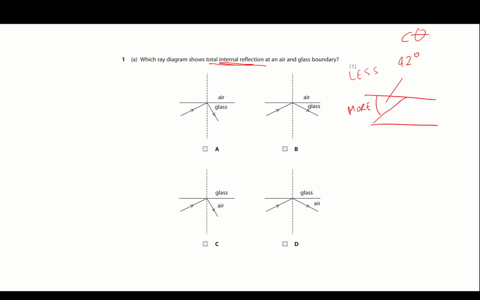So I'm in glass, I'm in glass, I'm in air, can't be that one. I'm in air, can't be that one. Okay, so the next one is glass to air. And we can see, well, those two angles are different, so it can't be that. So it must be that one. Yep, that angle's above 42 degrees. And the theta I equals theta R. So it must be B.